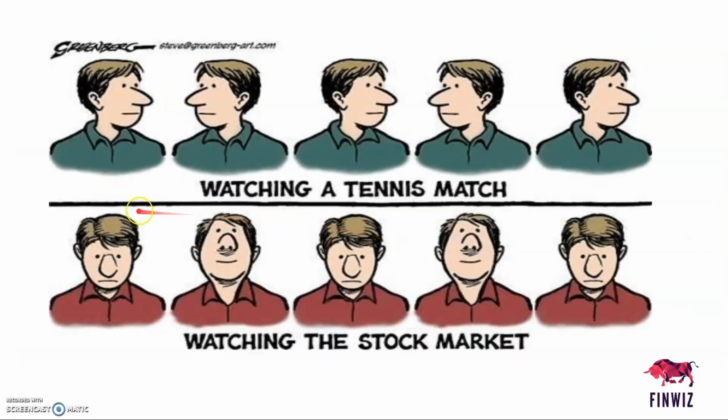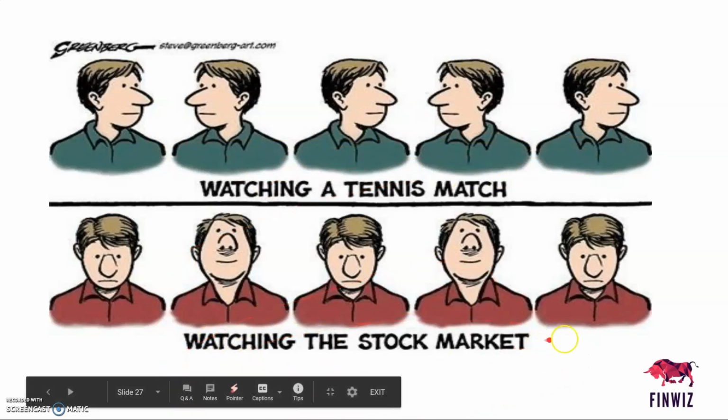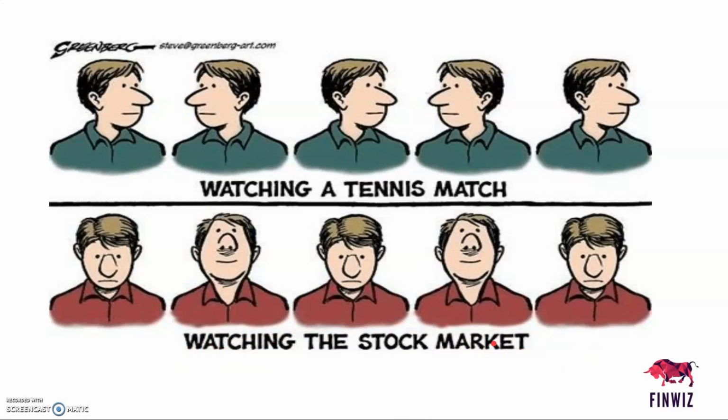Watching a stock market is like watching a tennis match, where you need to look left and right for the ball, as the ball goes left and right. In the stock market, the stock always goes up and down. So you need to check whether the stock is on a bull run, where it's going up, or on a bear run, where it is going down. Thank you.